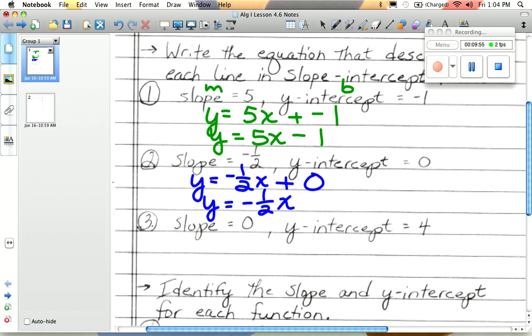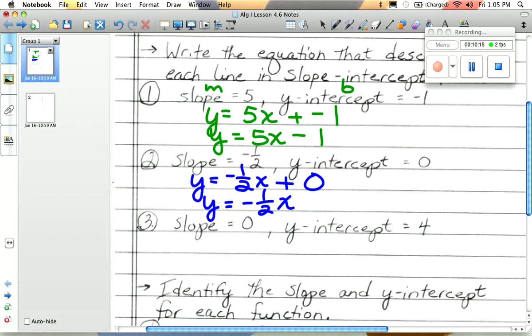So without even graphing this, there's some things we can say, if we did graph it, these are the things we could count on. We could count on it, it's not going to go through the origin. We can count on it that it's going to rise from left to right. We can count on that it's going to cross the y-axis at -1. If those three things aren't happening, there's a problem. How about number 2 then?